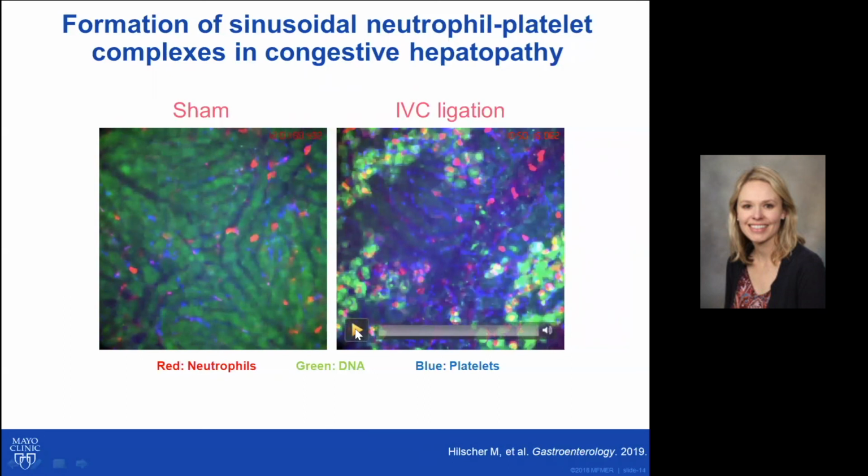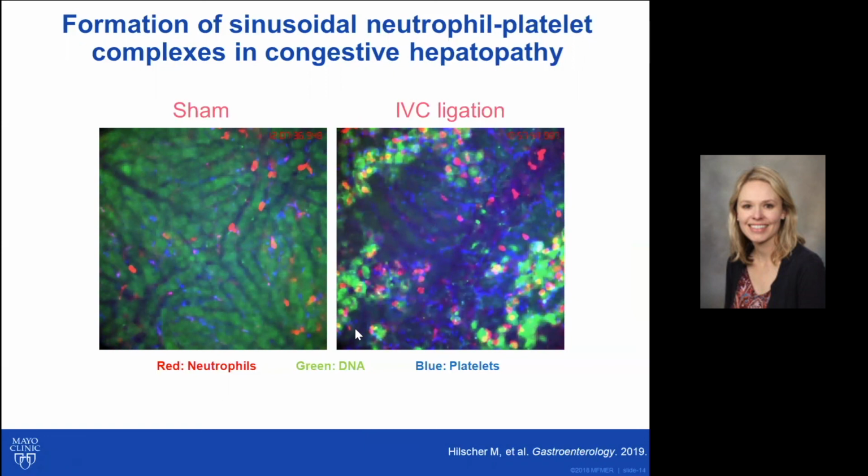Visualization of livers 24 hours after IVC ligation revealed significant sinusoidal dilation and vascular accumulation of neutrophils, which aggregate with platelets. These findings suggest that neutrophil stasis within the sinusoids may serve as a nidus of platelet interaction and thrombosis in the setting of congestive hepatopathy.